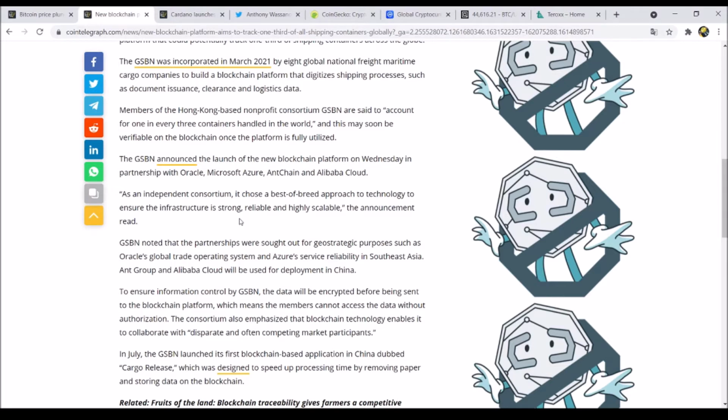And what we can see here is that now, within a few months, a third of the international global shipping containers can be tracked via blockchain, and if this can be rolled out to track all the containers, this would be a huge adoption for the blockchain technology.